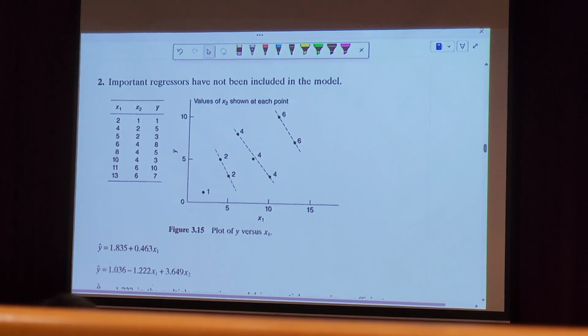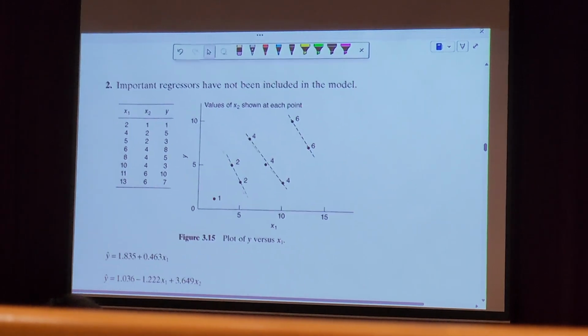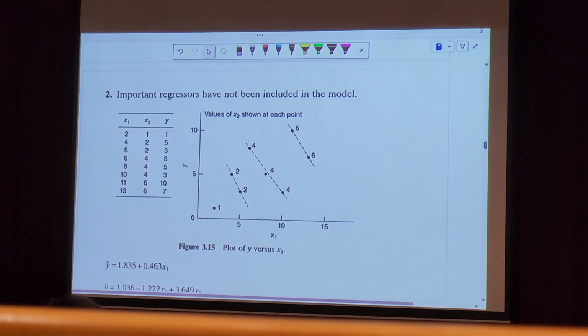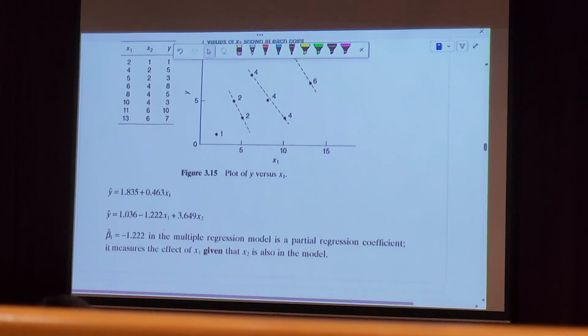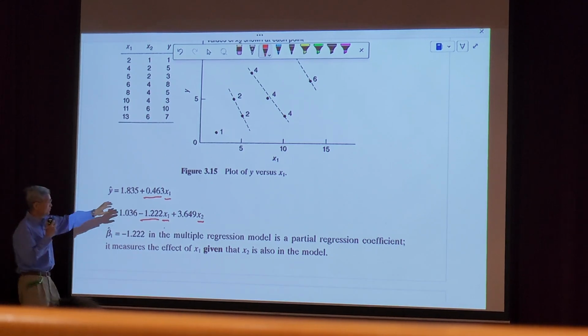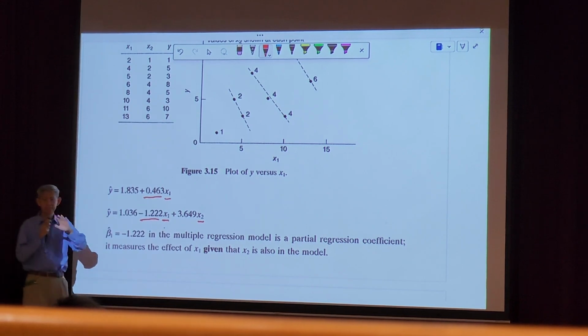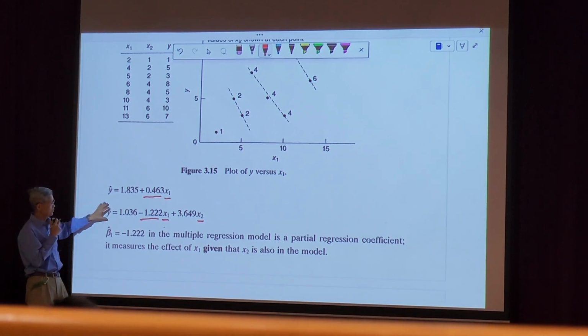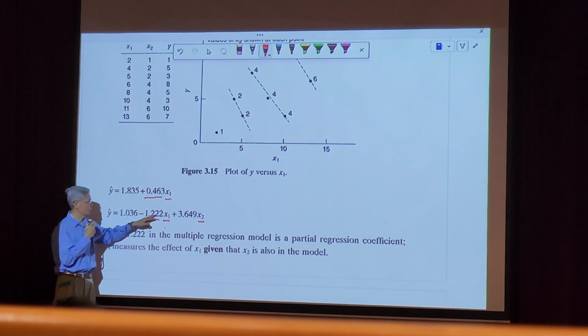Now, the second one is a little bit more abstract, but I think I can explain it until you understand it. Why is it that some of the signs are incorrect? I have fitted two models. One is x1 alone, one is x1 and x2. Now compare them. The regression coefficient for x1 is 0.463 if we ignore x2. The regression coefficient for x1 is minus 1.222 if we include x2.